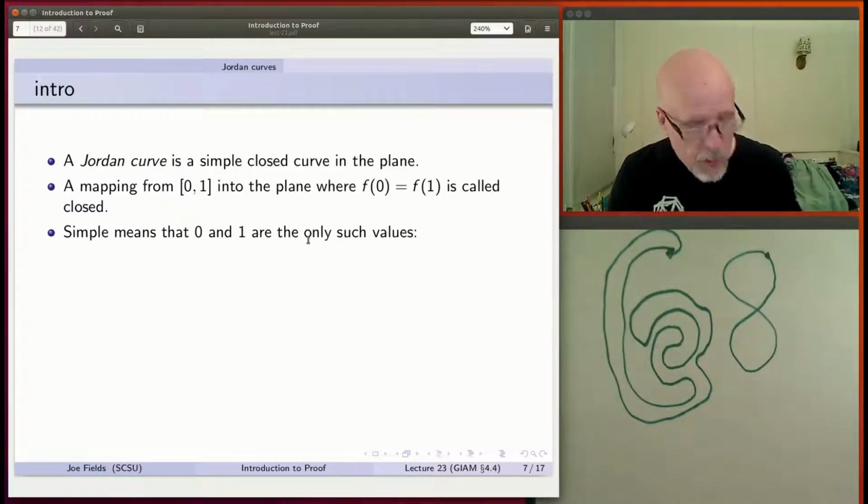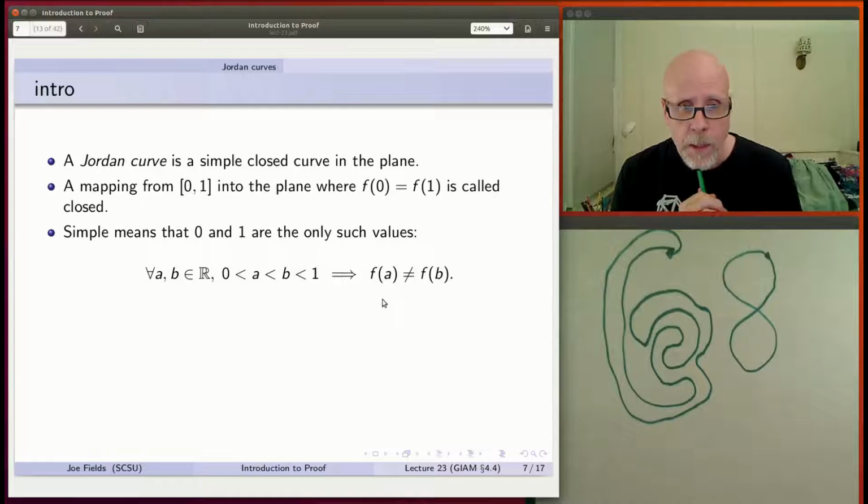So let's say that in a formal way. This is a nice sentence here. For all A, B in R, if A and B, well, I'm taking A smaller than B, but really, I mostly just want that they're not equal to each other. So if they're between 0 and 1 and they're not equal to each other, then f of A is not going to be equal to f of B. They won't represent the same point in the plane.